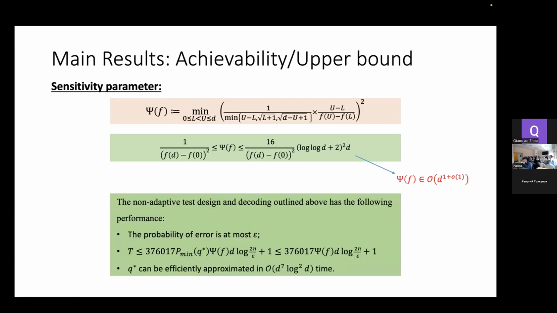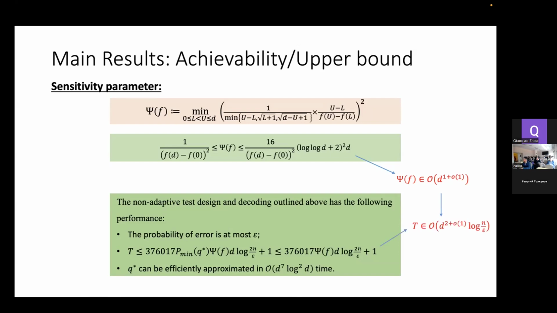For the previously proposed scheme, we prove that first, the probability of error is at most epsilon. Second, the number of tests is always smaller than this. Since we mainly focus on the scaling law, the constant is quite large, but it is okay if we focus on the scaling law. And the testing matrix parameters can be effectively approximated in polynomial time.